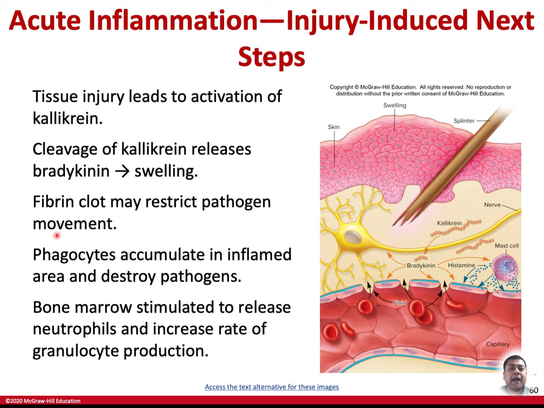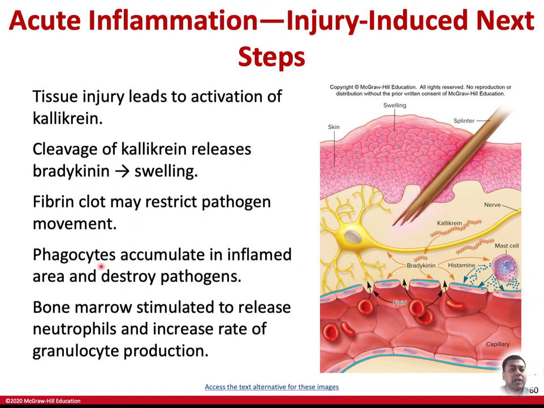there could be a fibrin clot that may restrict the pathogen movement. What we mean by that is upon this tissue injury, there could be some blood leakage into that area, and there could be a blood clot formation around that area, and that may block the pathogen from moving into other tissue spaces. So this is a fibrin clot.